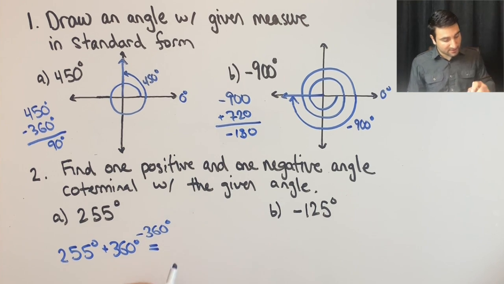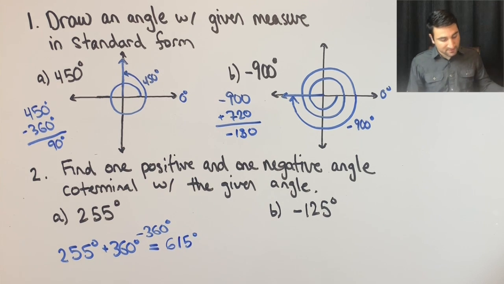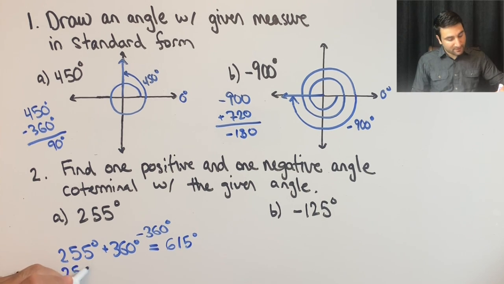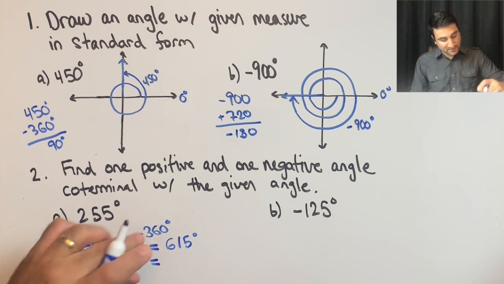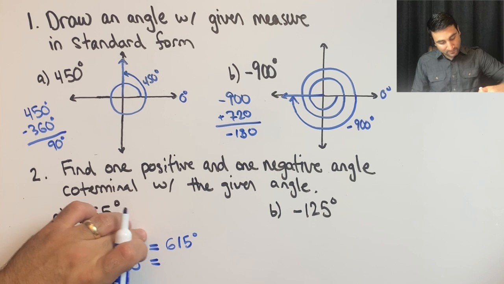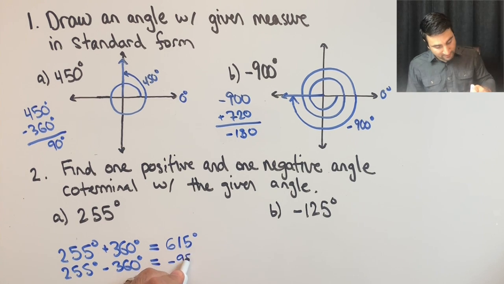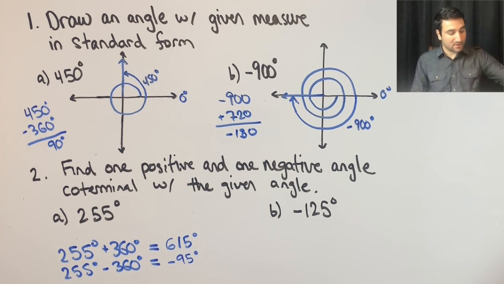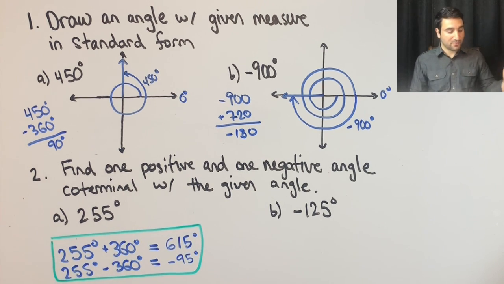And that should get us 615 degrees. And then if we want one negative coterminal angle, let's do 255 minus 360 degrees, which should get us negative 105 degrees. And these are our answers for this problem.